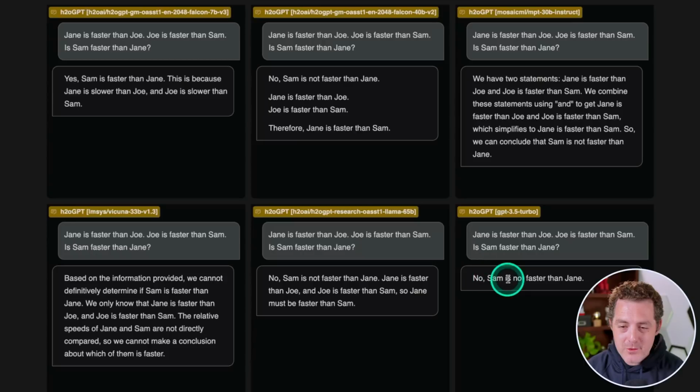GPT-3.5 Turbo, no, Sam is not faster than Jane. That is correct. So the two that failed are the Falcon 7B and the Vicuna 33B. I'm quite impressed actually with the rest of the model's work on this one.